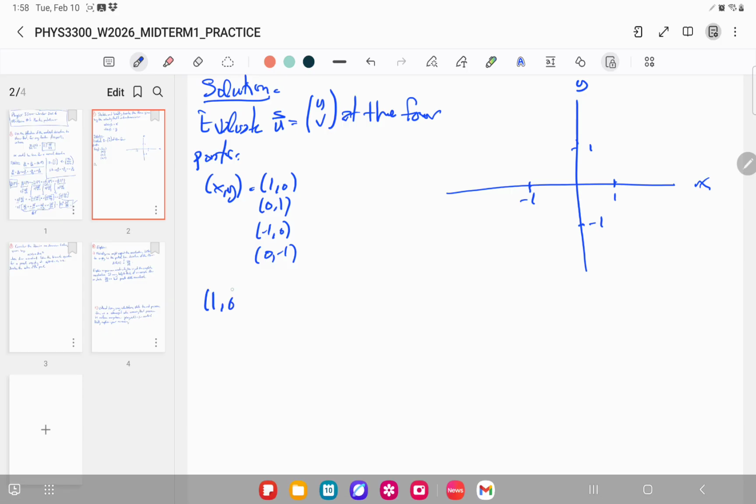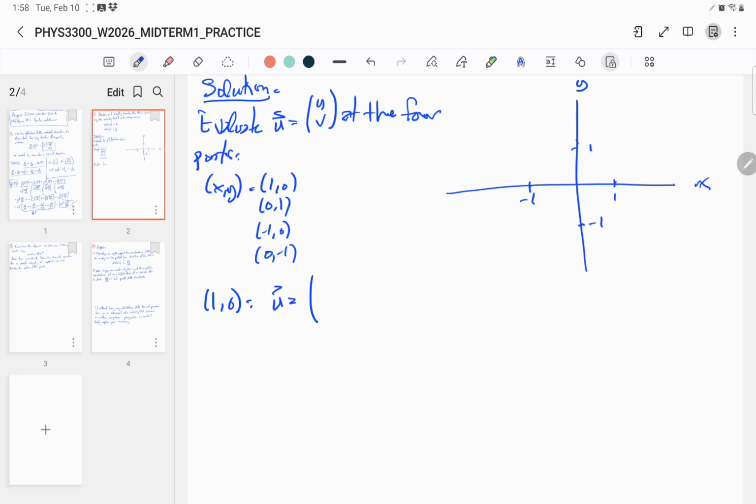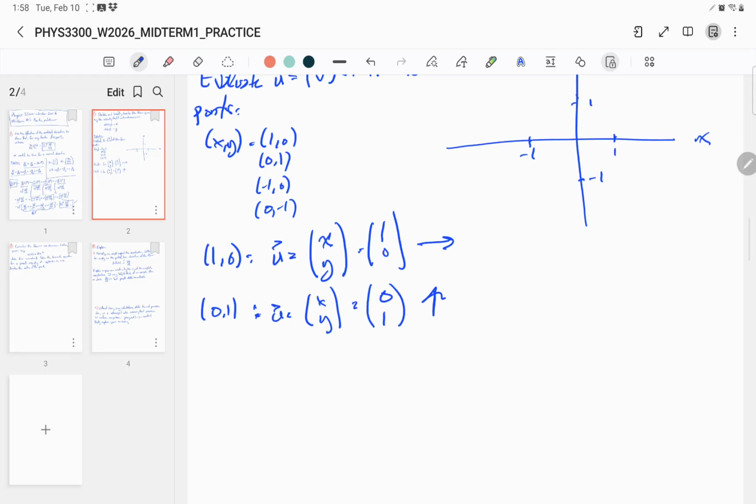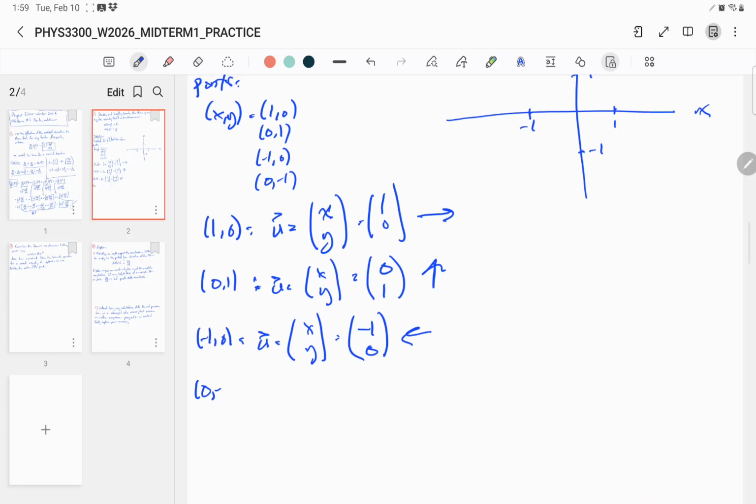So at 1, 0, we have u is equal to x, y is equal to 1, 0, which is the rightward arrow. At 0, 1, we have u equals x, y equals, so x is 0 in this case, and y is 1. So that is the upward arrow. At negative 1, 0, u is x, y is equal to, so x is negative 1 in this case, y is 0. So this would be a leftward arrow. And 0, negative 1, u is x, y is, so now x again is 0, and y is negative 1. So that's a downward facing arrow.